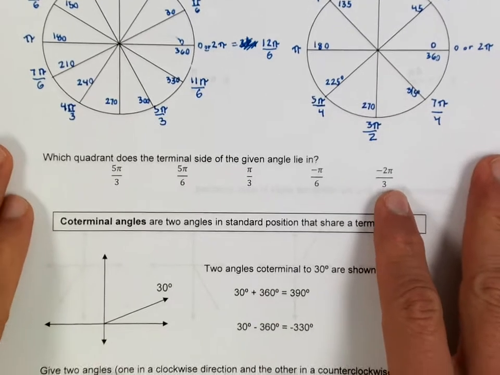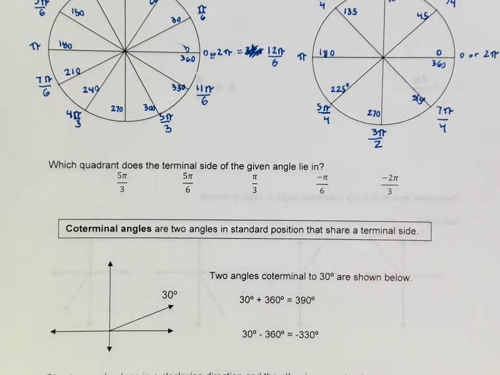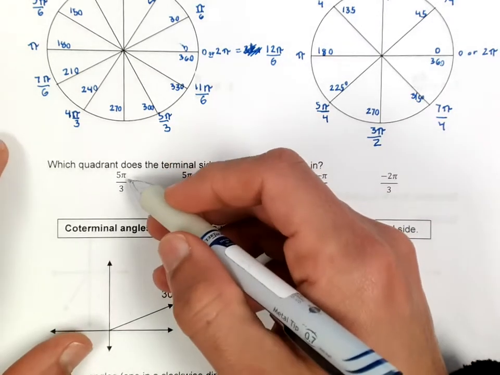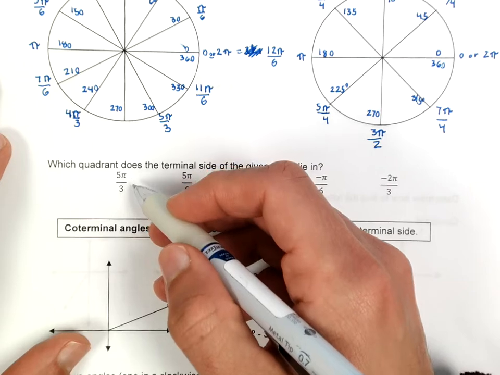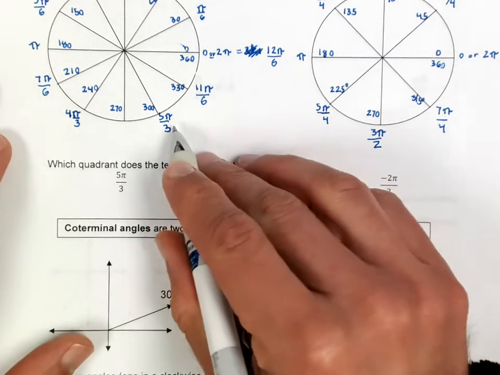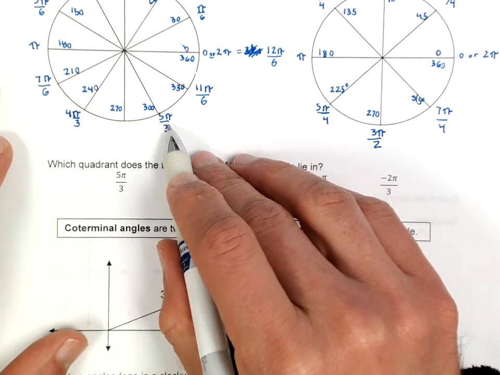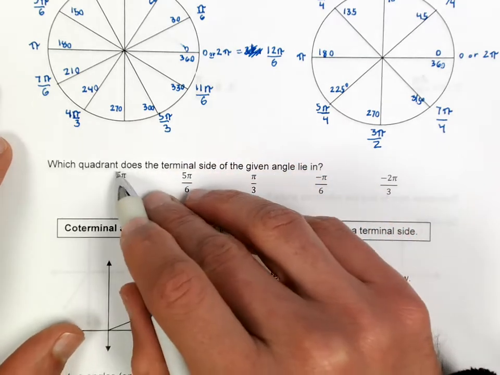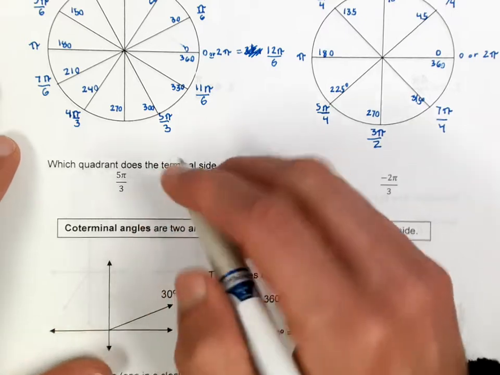Now this one says, which quadrant does the terminal side of a given angle lie in? So 5 pi over 3, for example, if I'm just looking at this, I'm like, where is that at? I know that's really close to 6 pi over 3, which is 2 pi, so I know this is quadrant 4.